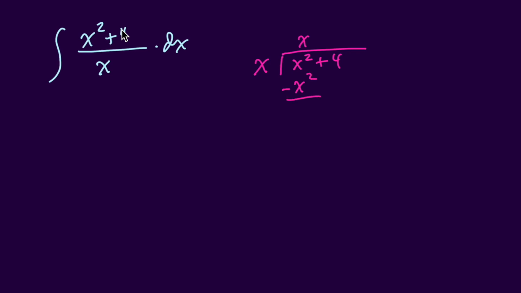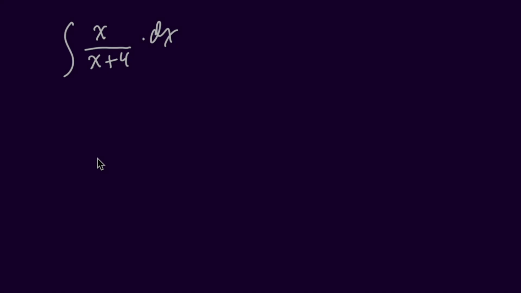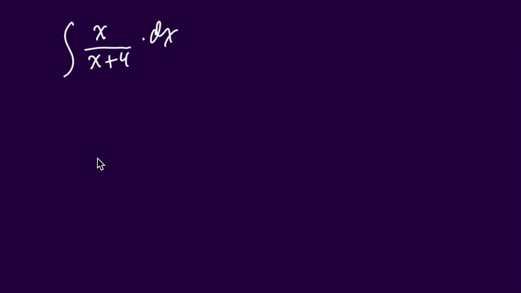long division, we're going to get 0, we'll bring down the 4, and we're going to have 4 over x as our remainder. So this integral becomes x plus 4 over x, which is the same integral as when we split the fraction. This next integral can be done in one of 2 ways. The first thing we can do is use u substitution. As we often do, we let u equal the denominator.